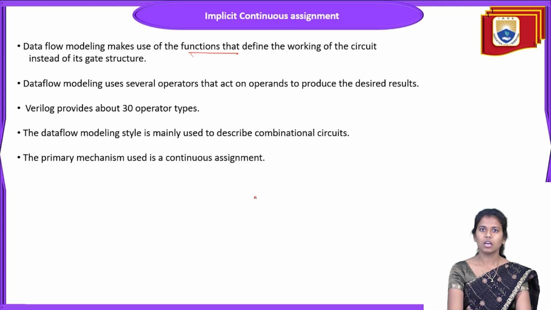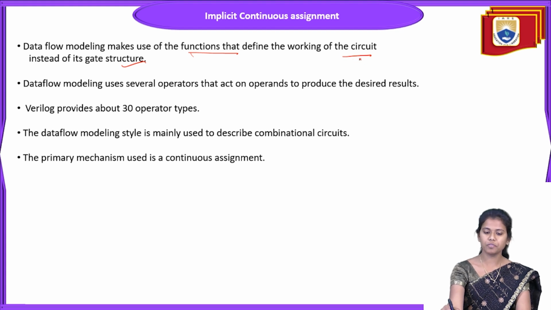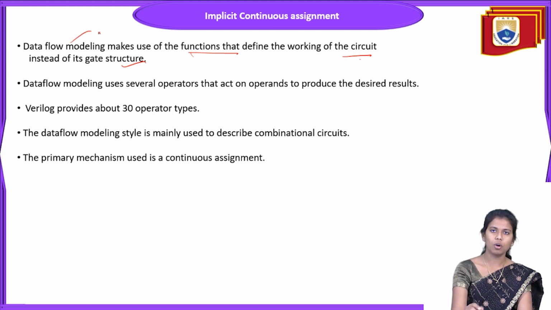Coming to the implicit continuous assignment, we see here that data flow modeling makes use of the functions which define the working of the circuit instead of its gate structures. The very first statement is talking about data flow modeling. In data flow modeling, we see the continuous assignment statements, based on the data flow but not in terms of the gates. The working of the circuit is not seen in terms of gate structure, but we see the mechanism, and everything is done by using data flow modeling.